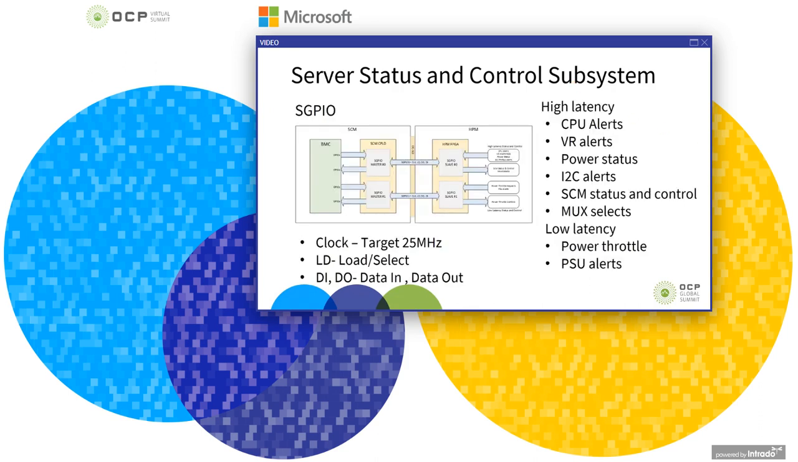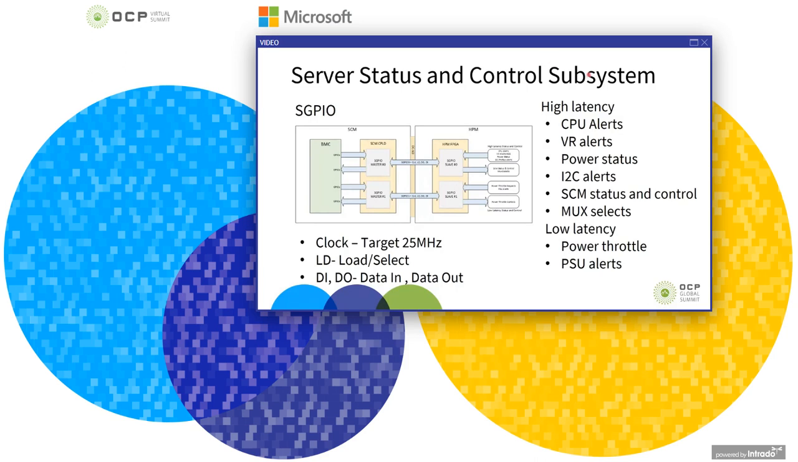Moving on to the serial GPIO interface, the signaling involves 4 signals, which are the clock, load or select line, and data in and data out signals. The target frequency of the clock is intended to be 25 MHz or higher. We also support a high latency and a low latency interface, the latency being determined by the number of GPIOs which are serialized on these buses.